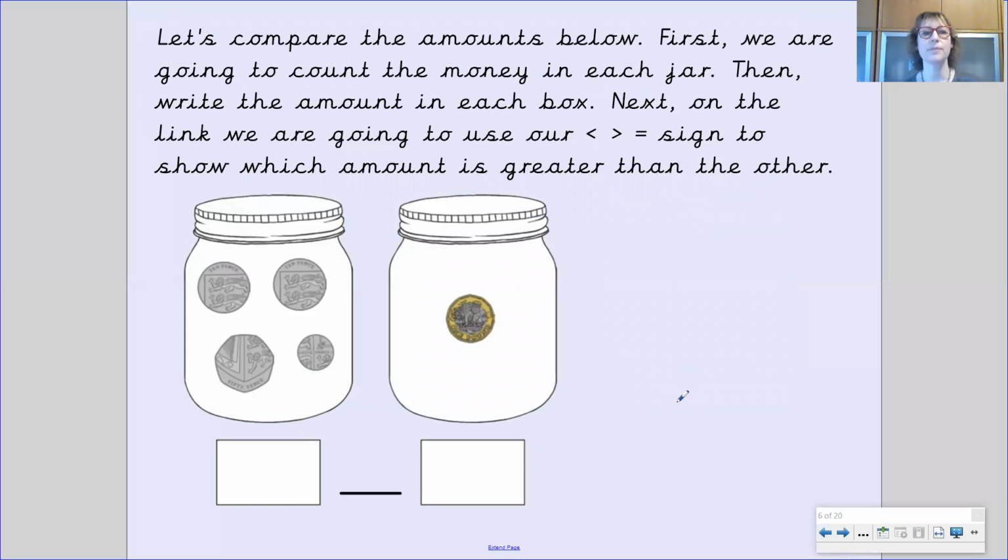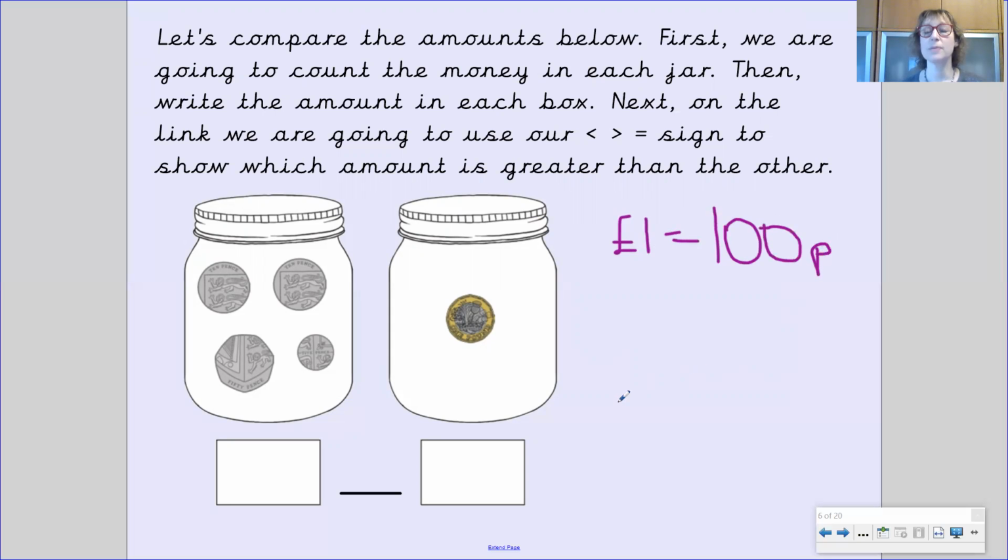Right, so what we're going to do is we're going to compare the amounts in the jars. And then we're going to see if we can do a sign. One thing we do need to just remember is that £1 is the same as 100p.